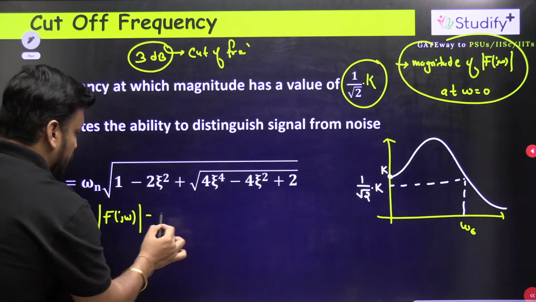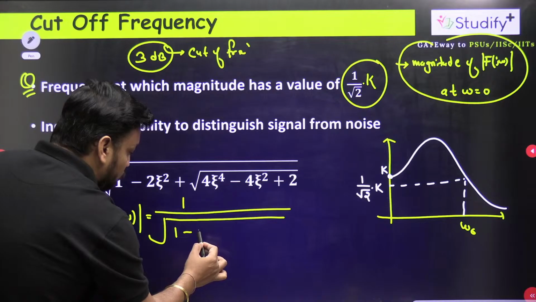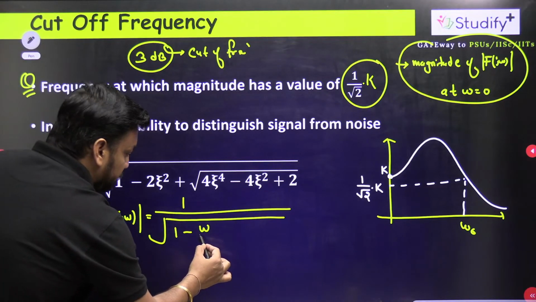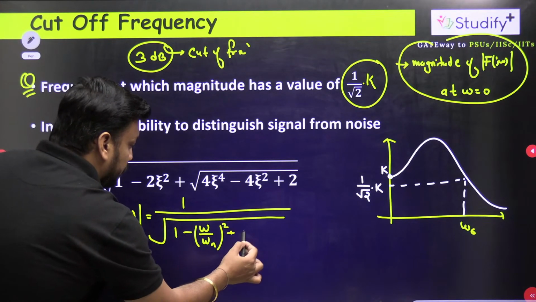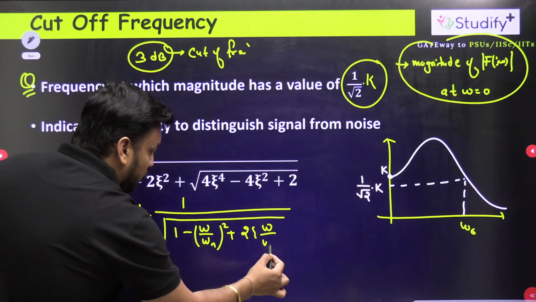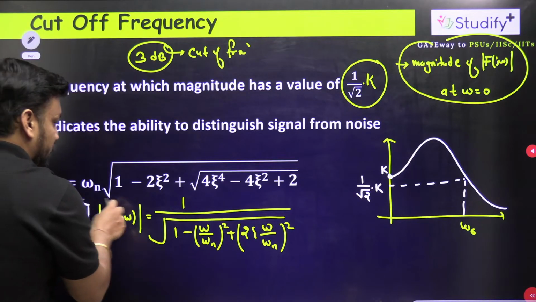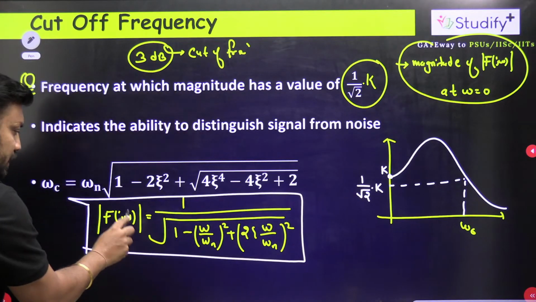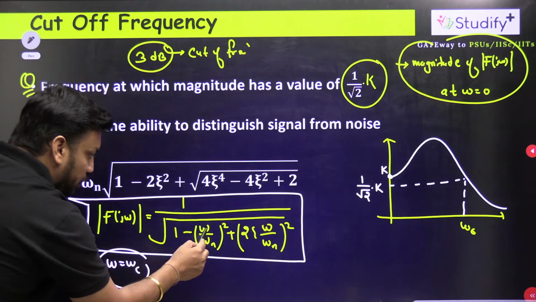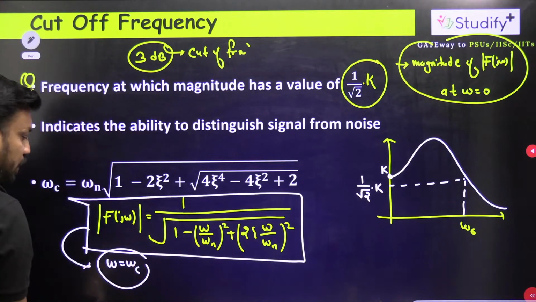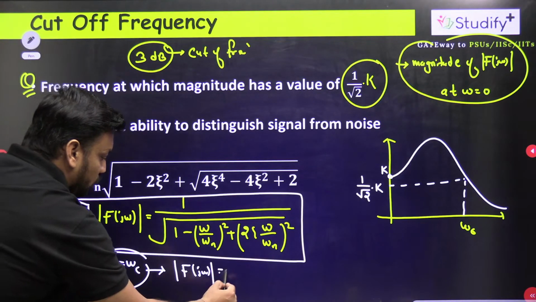Sir, it is nothing but 1 upon under root of (1 minus (omega upon omega n) whole square) whole square plus (2 zeta omega upon omega n) whole square. This is the same equation we got 4-5 slides ago. In this equation, if I replace omega with omega c, wherever omega is, then this magnitude of F(j omega) should be 1 by root 2.